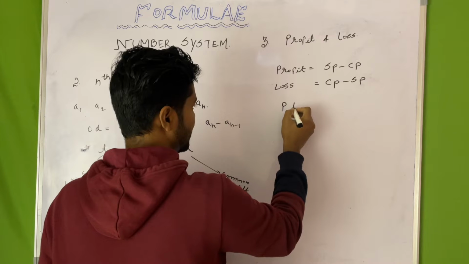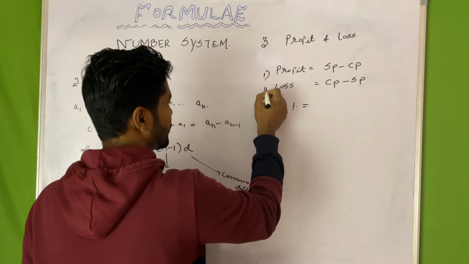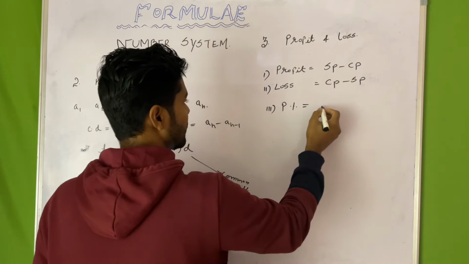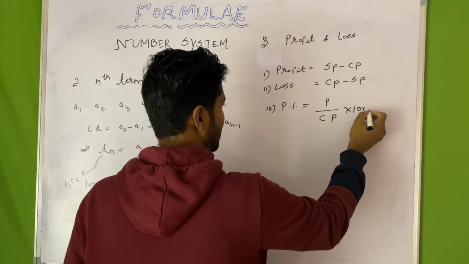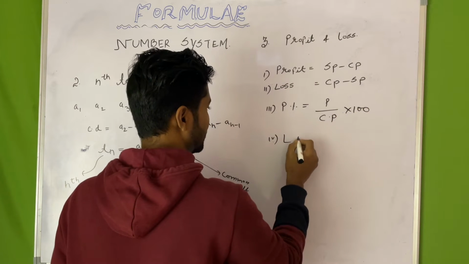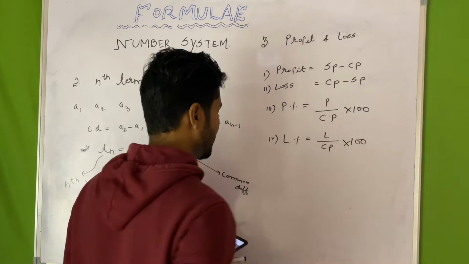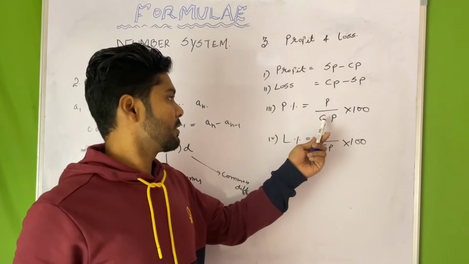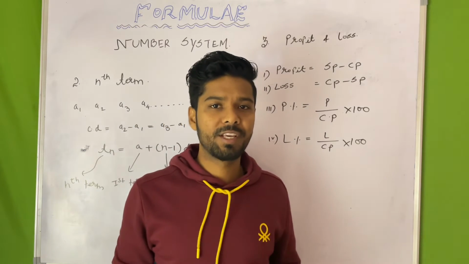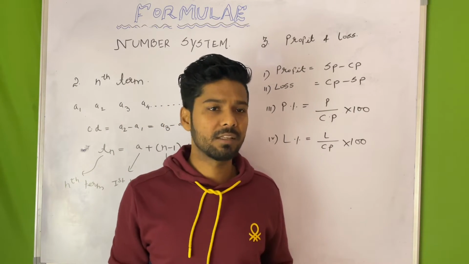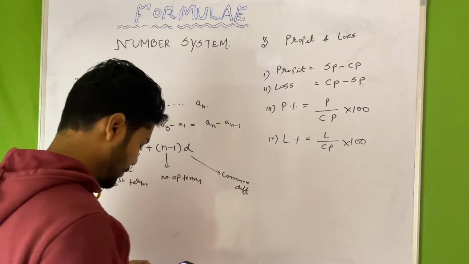Similarly, profit percent equals profit upon CP, upon cost price, into 100. Fourth, loss percent equals loss upon CP into 100. Remember, we will always have cost price in the denominator, because whatever profit or loss we get on purchasing or selling a thing is on cost price. That's why in the denominator we will always write cost price.